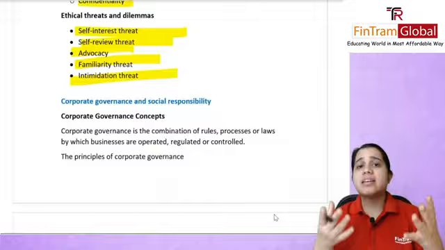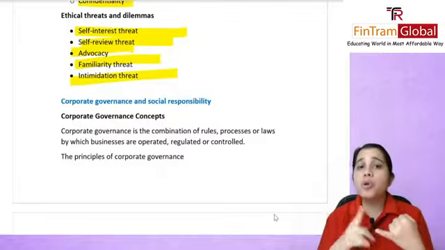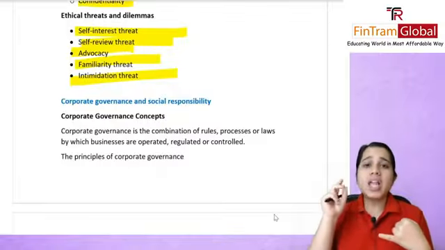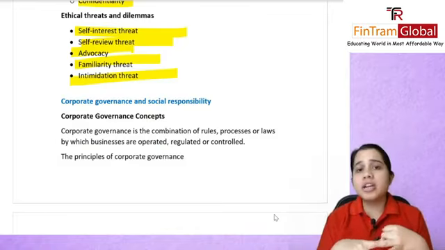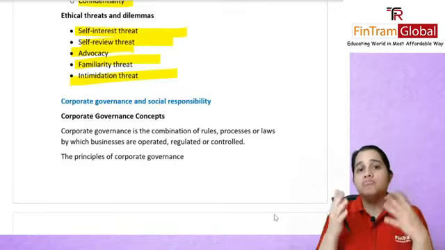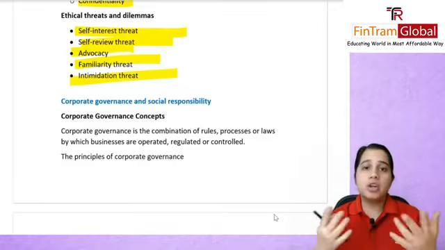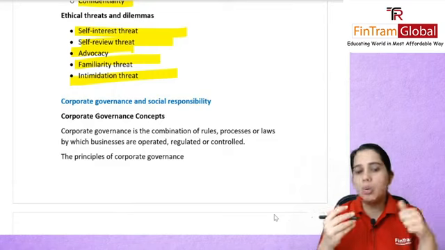If these arise, you should report to your ethical officer, if you have one, or your board of directors, or your audit committee, or you can also go to your professional body for advice or legal advice.